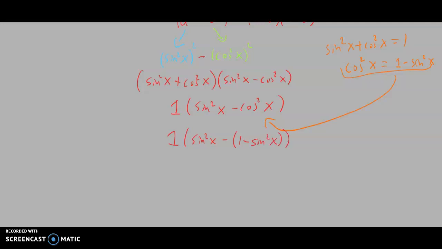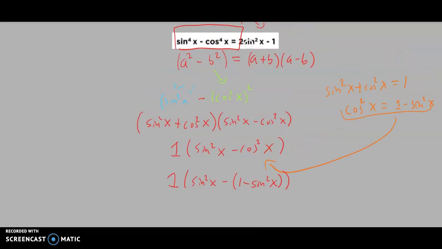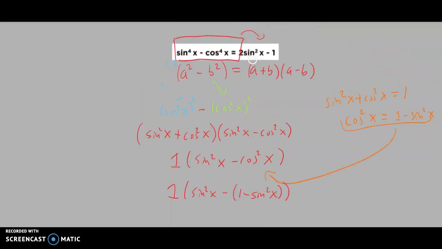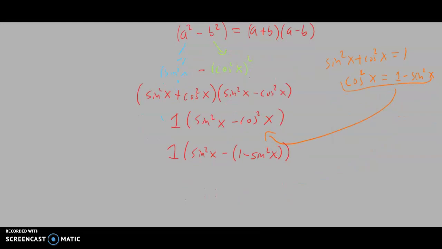So I'm going to rewrite this now as 1 times sine squared x minus 1 minus sine squared x. So now I've got everything in terms of sine squared, which is helpful because that's ultimately what I need to get up here. And so the last thing I'm going to do is distribute this out, and let's see if we can't get something that looks like 2 sine squared x minus 1. So let's see, how can we do that? Multiplying anything by 1 is just going to leave it the same. So I'm just going to ignore the 1 now. The 1 is just being multiplied.